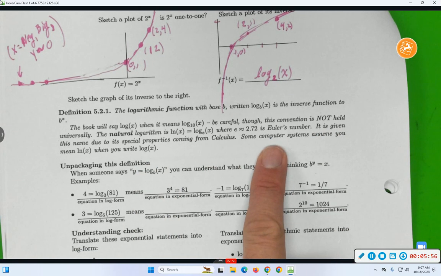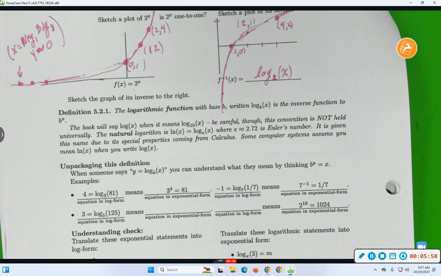Good. So, depending on what sort of system you're using, which base is assumed if you don't indicate a base will differ. A lot of them will assume that log means log base 10. Probably your calculator, if you have to compute log of 5, will assume log base 10. But some of them will assume you mean log base e.